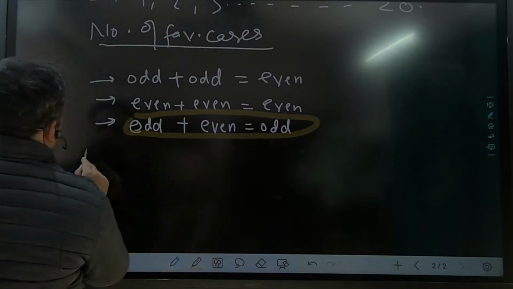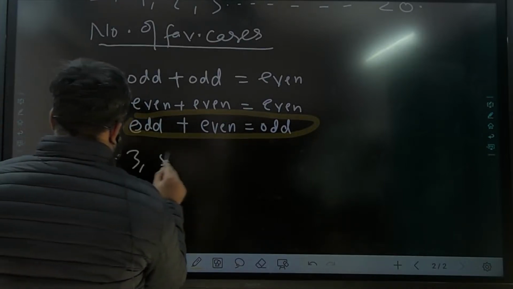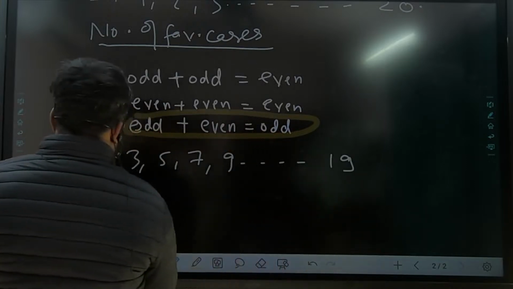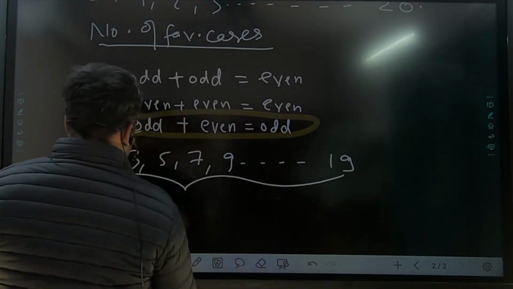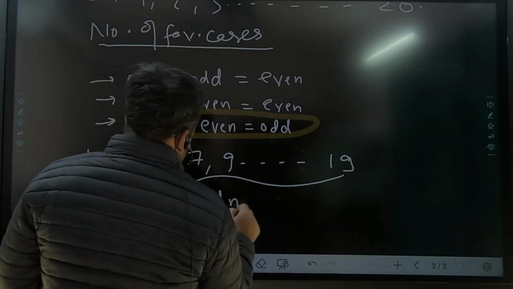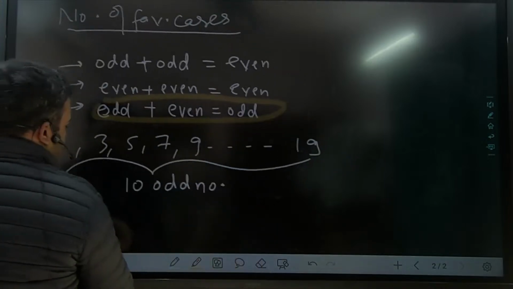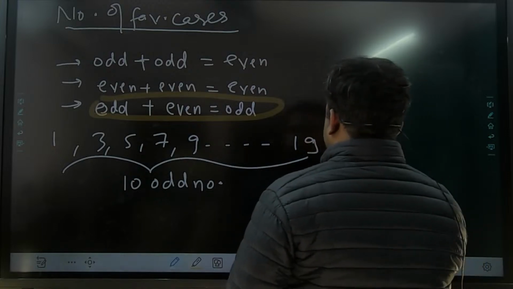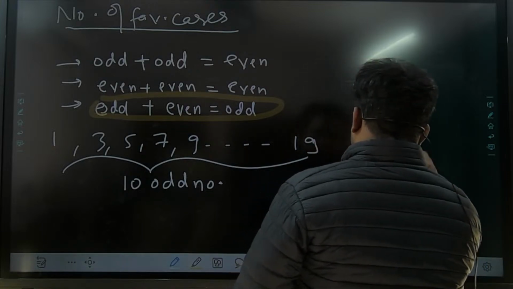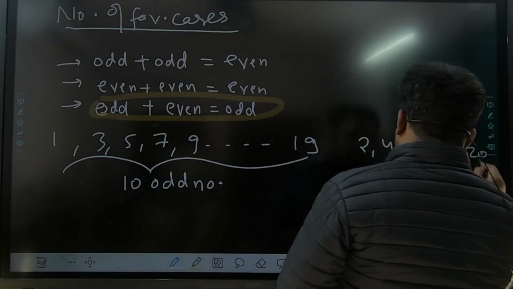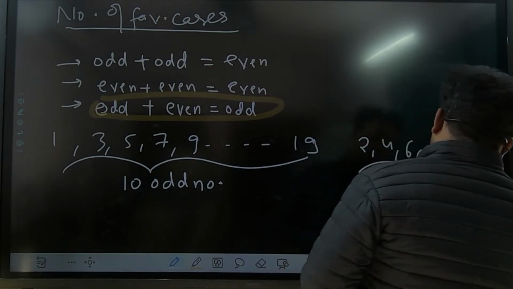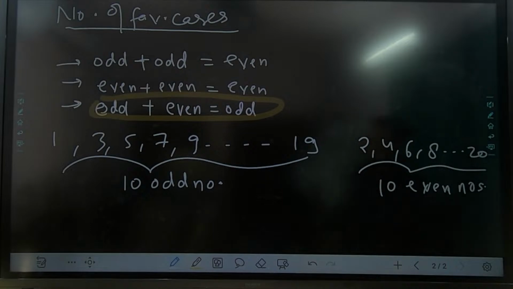So we have 1, 3, 5, 7, 9 up to 19. You will see that you have 10 odd numbers. If 10 odd numbers are there, the remaining are also 10 numbers, and those will be even. So it will be 2, 4, 6, 8 up to 20. So these are 10 even numbers. 10 odd numbers and 10 even numbers we have.